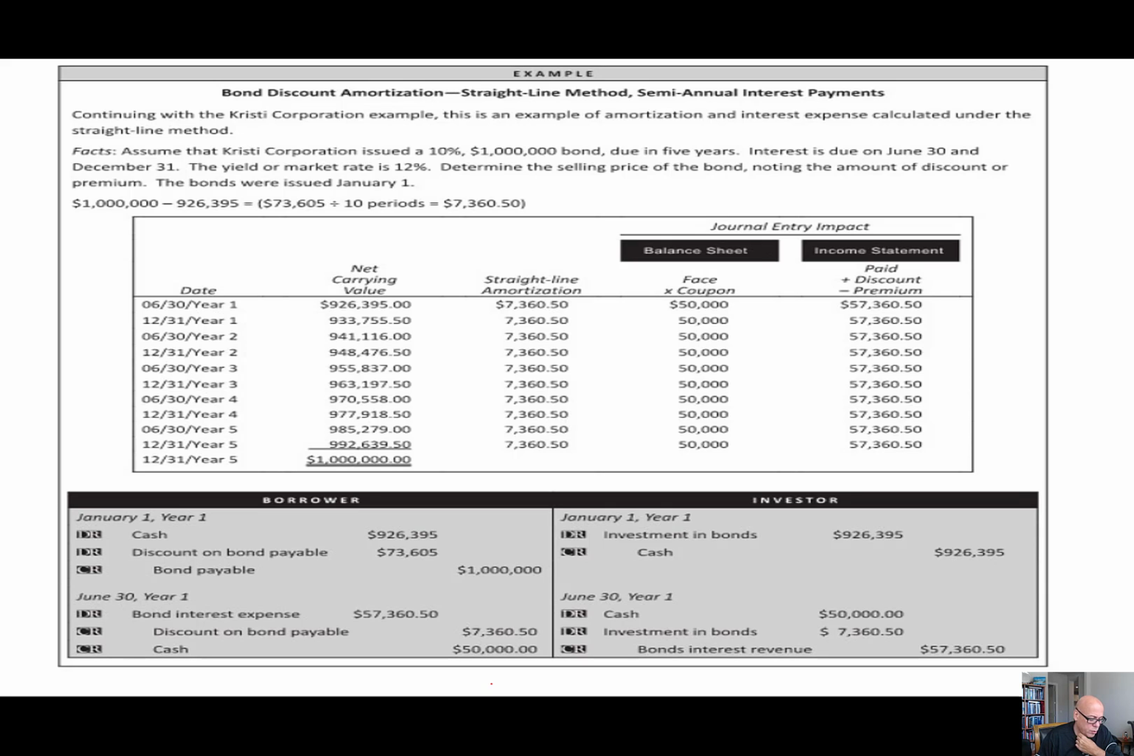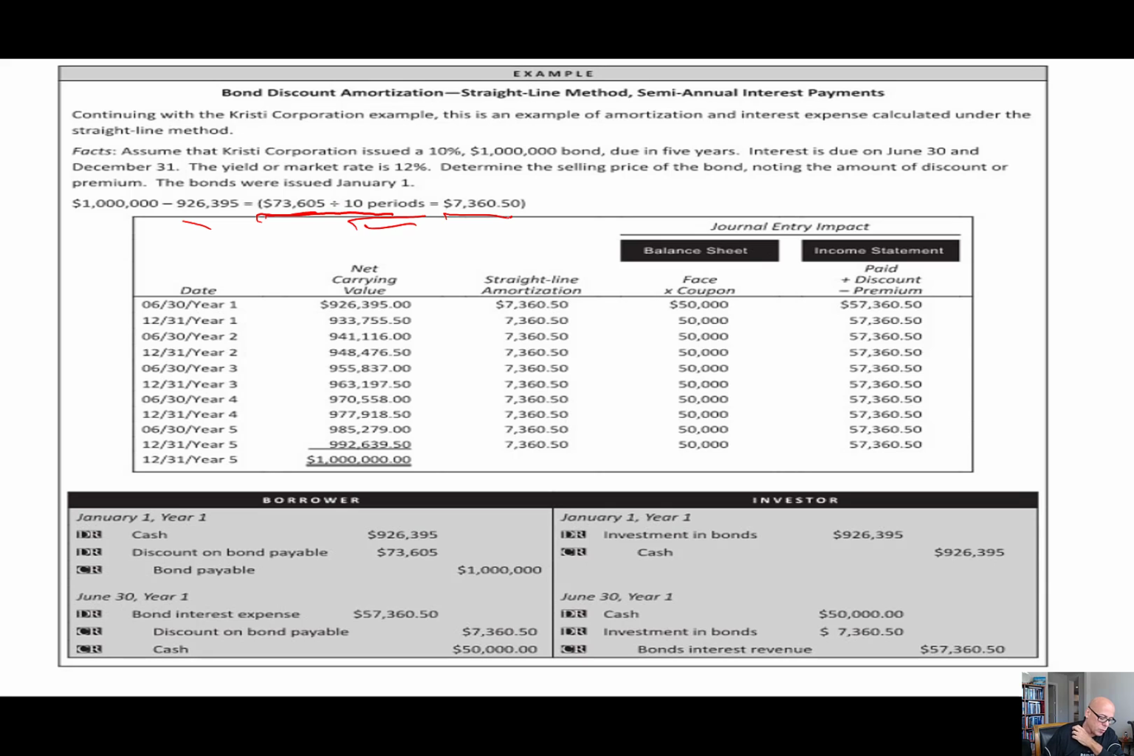Okay, but if we use straight line, we would take the $73,605. Remember, that was the difference between the face of the bond and the issue price that we calculated using present value. That's that $926,395. That difference is $73,605, like we saw. Under straight line, since the bond is going to be amortized over 10 semi-annual periods, a 5-year bond with 2 interest payments a year, that gives me $7,360.50 every 6 months that we will amortize this bond.